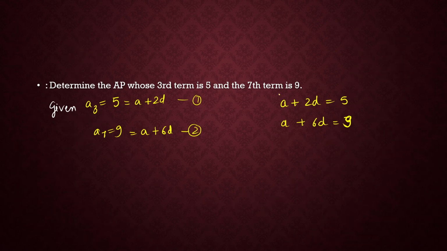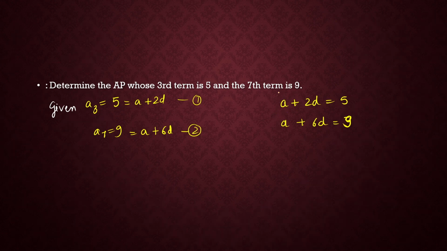So when I subtract, what happens? A and A will get subtracted. As a result, you will get a final equation only in terms of D. Using that, you will be able to easily solve and find the value of D. Okay, I'll explain it to you if you're not able to understand.